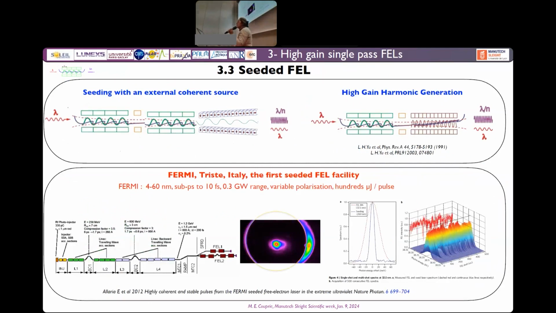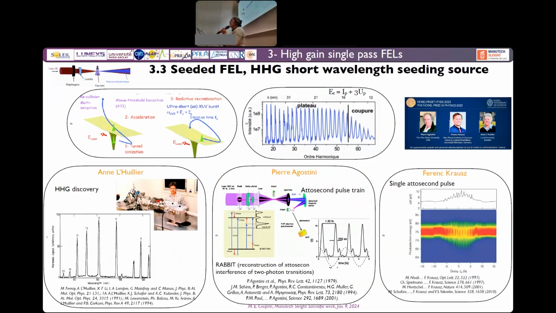You can first play with the seeding at a given wavelength, but also do high-gain harmonic generation, where you do the bunching in the first undulator and then radiate in the second undulator, which is set on a harmonic of the first undulator. There is a user facility operating with a seeded FEL, which is Fermi in Italy, and it has 2 branches and is operated in high-gain harmonic generation.